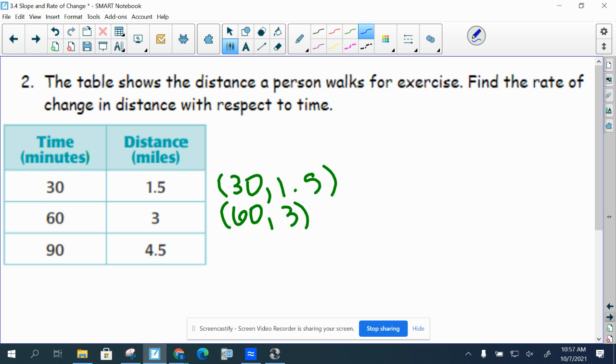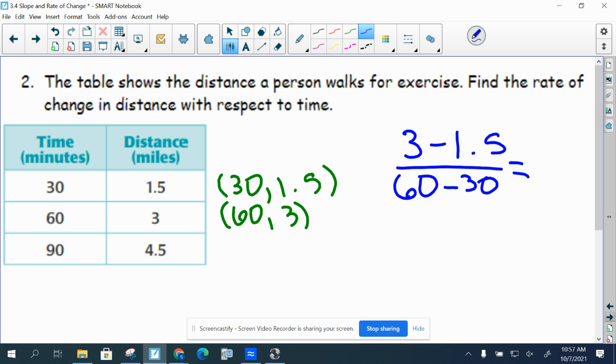So that would be 3 minus 1.5 over 60 minus 30. Oh, wait a minute. No, that's great. So 3 minus 1.5 is 1.5, and then that's divided by 30. So what's 1.5 divided by 30? 1.5 divided by 30 is 0.05.